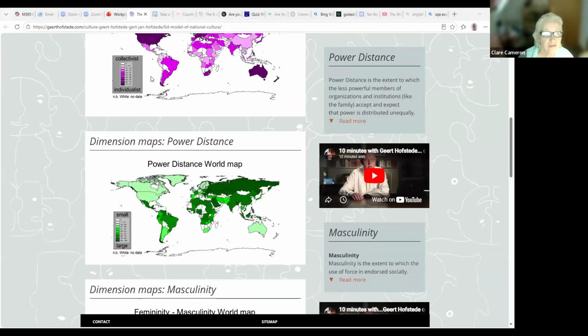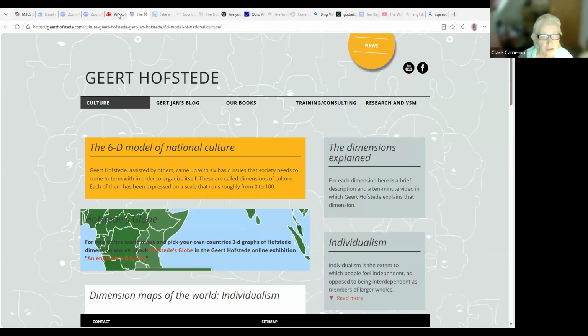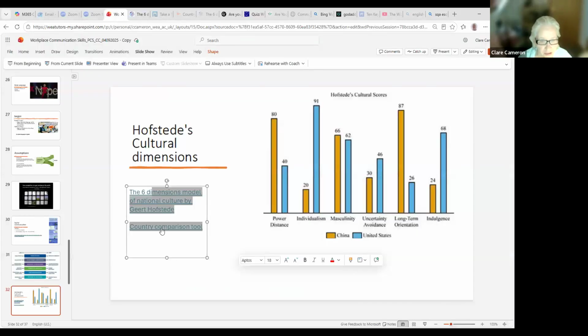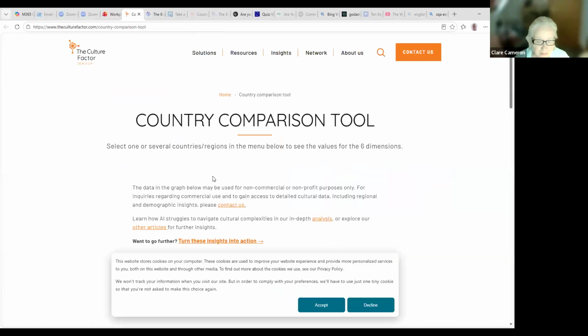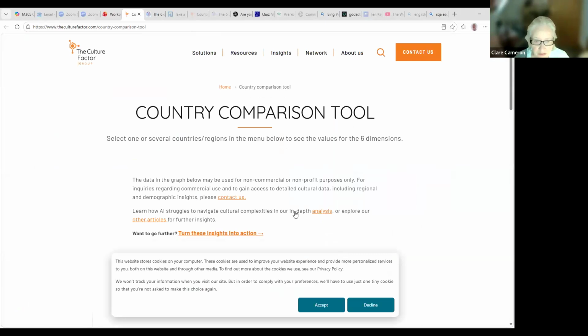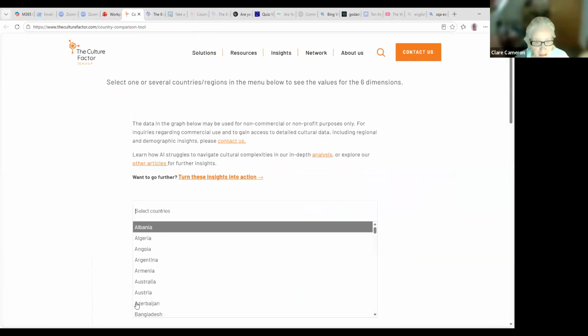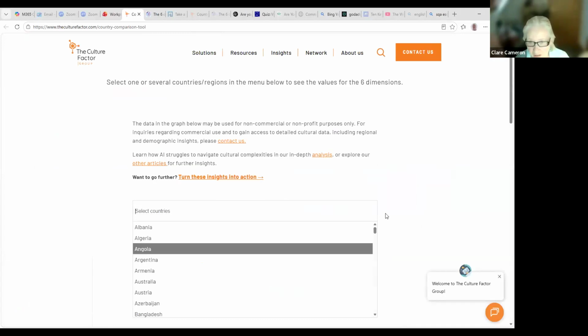And the other one that I really want to share with you is the tool. You can compare two countries, or up to four countries, with this country comparison tool. What you do is you select countries there, select three or four, and you can compare them under these headings. Now, is this useful?